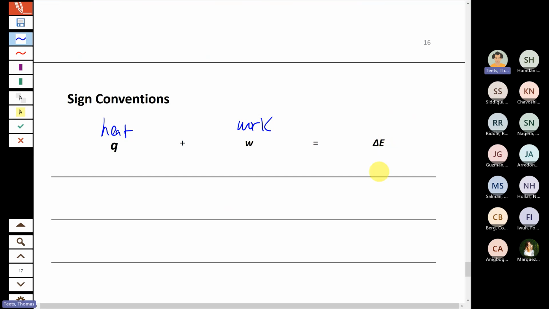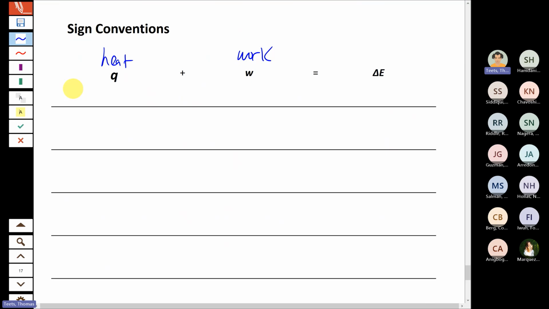Now, what we want to make sure we understand before we start talking about how to calculate these two things is the sign convention, because Q and W and delta E as a result can both be either positive or negative. The system can gain energy, in which case delta E is positive, or it can lose energy, in which case it's negative, and Q and W can both individually be positive or negative. So let's talk about the sign conventions a little bit for this.